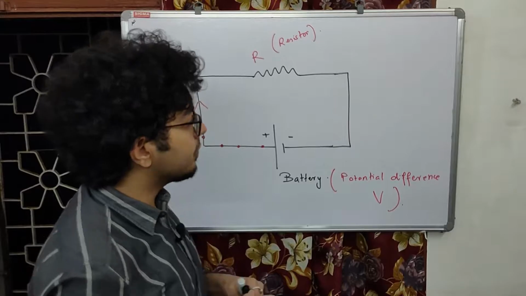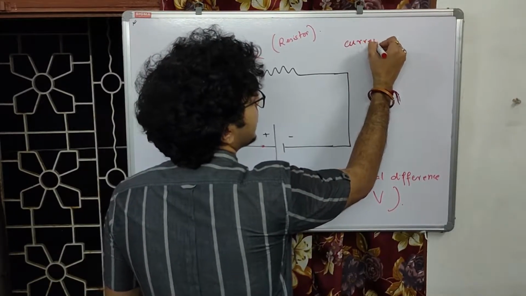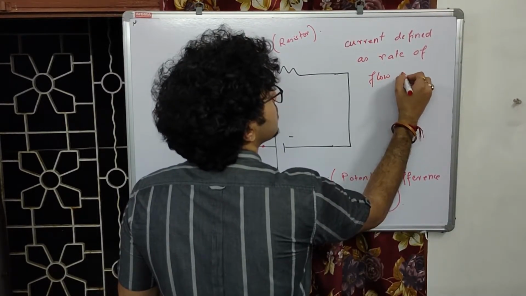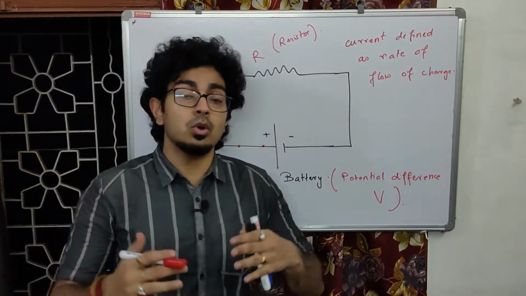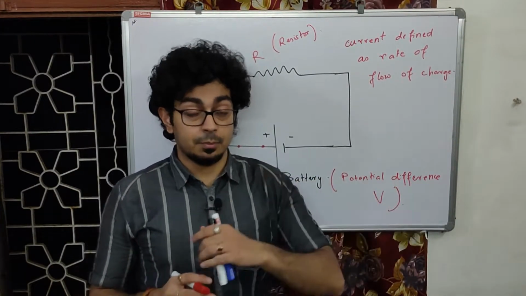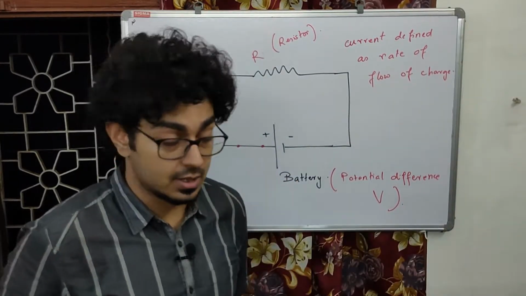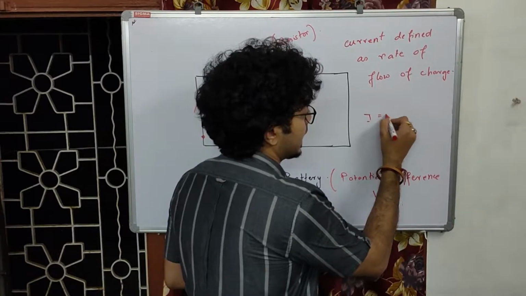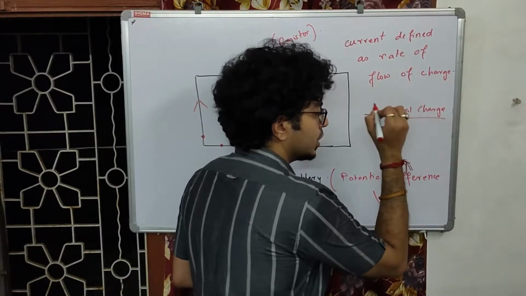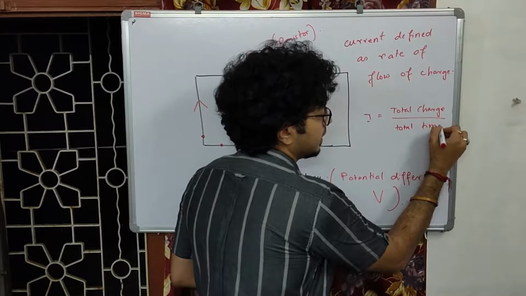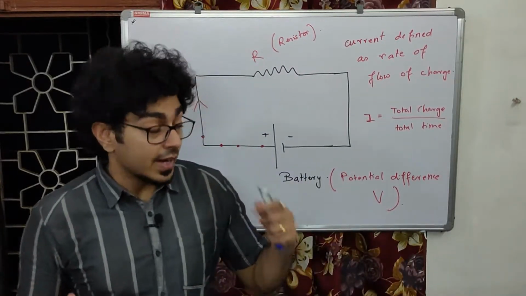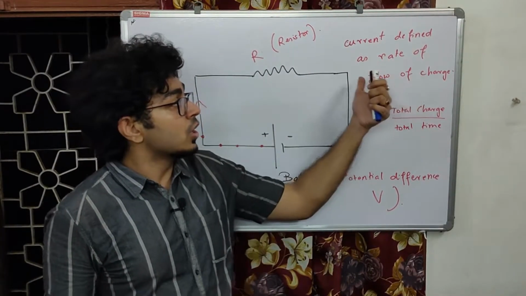So what can current be defined as? Current can be defined as the rate of flow of charge. Rate of flow of charge means how much electric charge is passing or flowing per unit time. That means within how much time, how much charge is passing. So we can say current is I, the total charge passed within the total time. That is why I am telling you it is the rate of flow of charge.